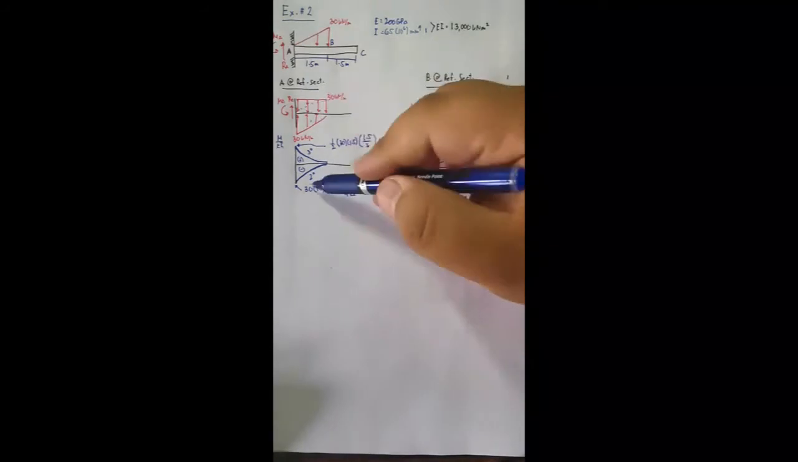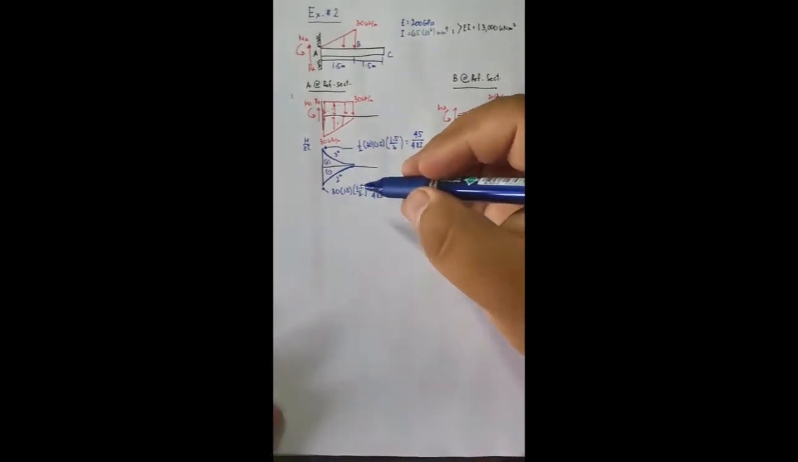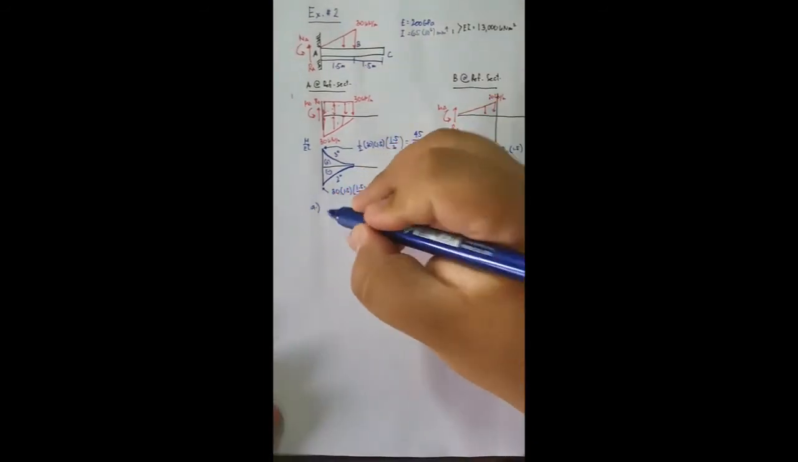So, 45 over 4 EI. So, yan yung difference nilang dalawa. So, again, ang value nito is negative 45 over 4 EI. Yan yung kakalabas. Okay? So, doing that, ito na yung gagamitin natin, ha? So, our first question is the slope. So, letter A, ang tanong sa atin ay theta at C.